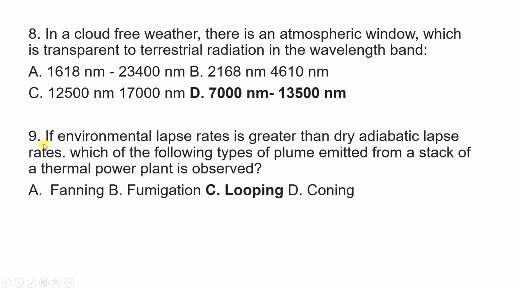Then question number 9. If environmental lapse rate is greater than adiabatic lapse rate, which of the following types of plume is emitted from a stack of a thermal power plant? When environmental lapse rate is greater than adiabatic lapse rate, the air parcel is having more heat. So when it is more heated, it will rise up. Once the air parcel rises up, it will take the form of a loop. So the answer is looping.